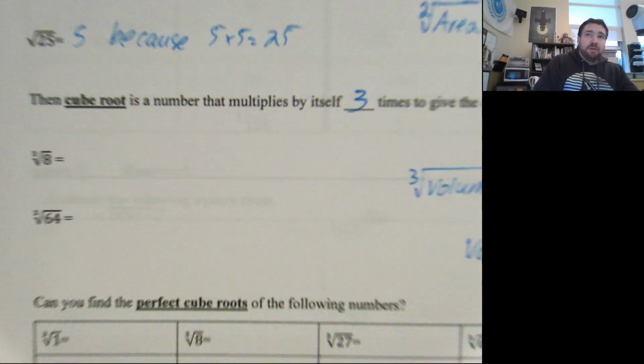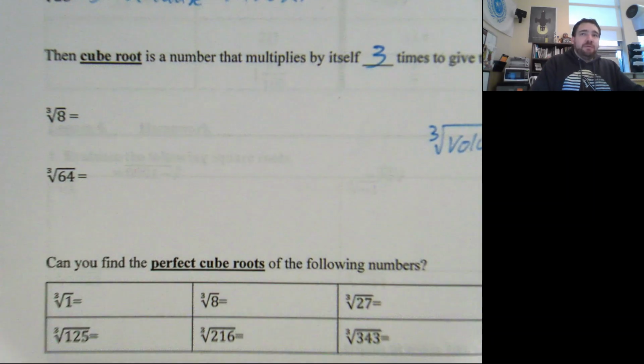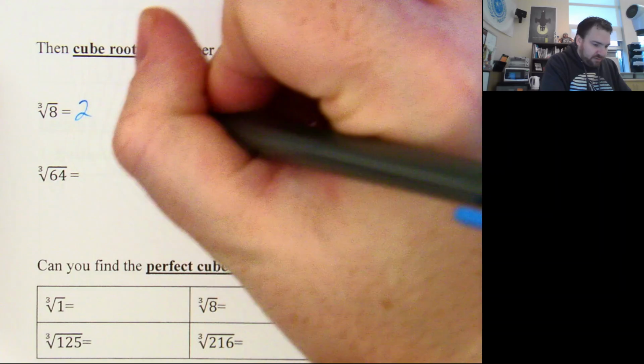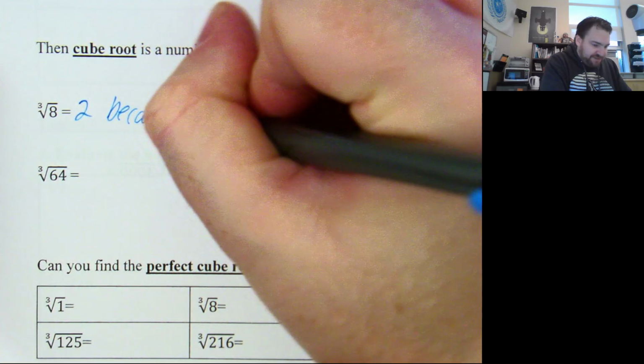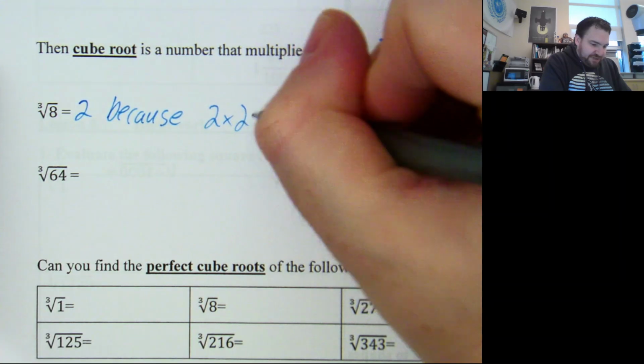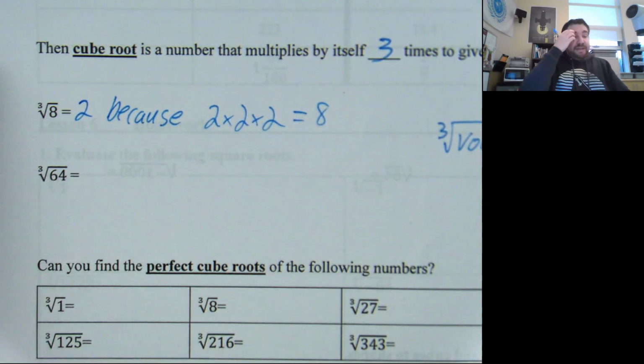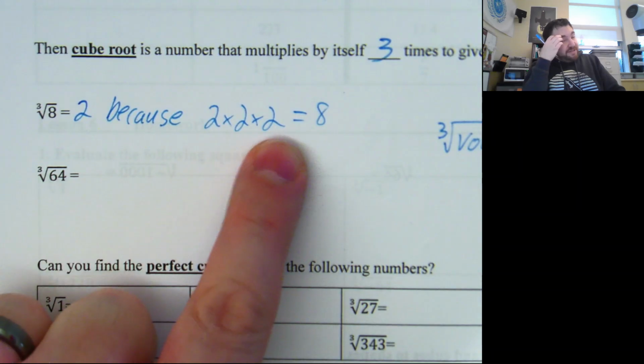So the cube root of 8 is 2 because 2 times 2 times 2 is equal to 8. 2 times 2 is 4. 4 times 2 is 8.